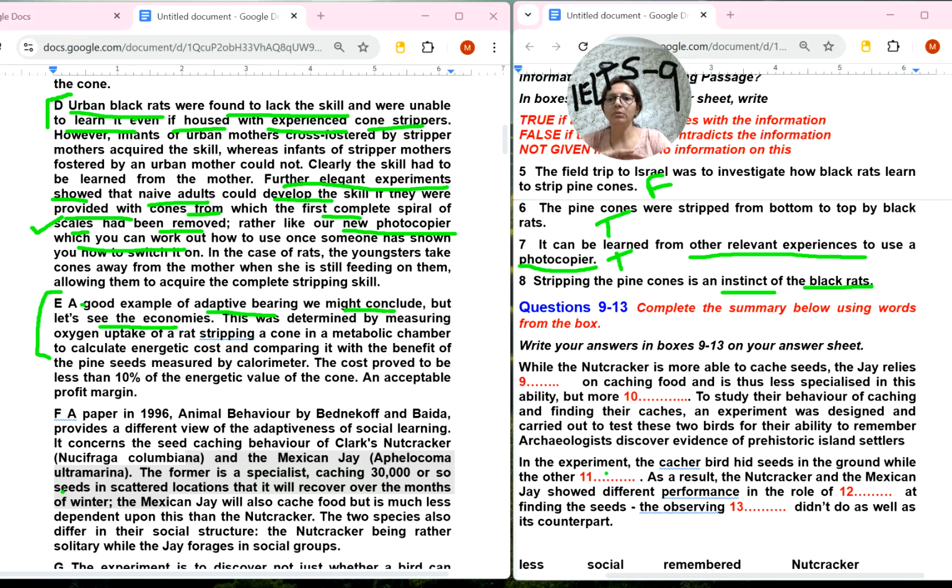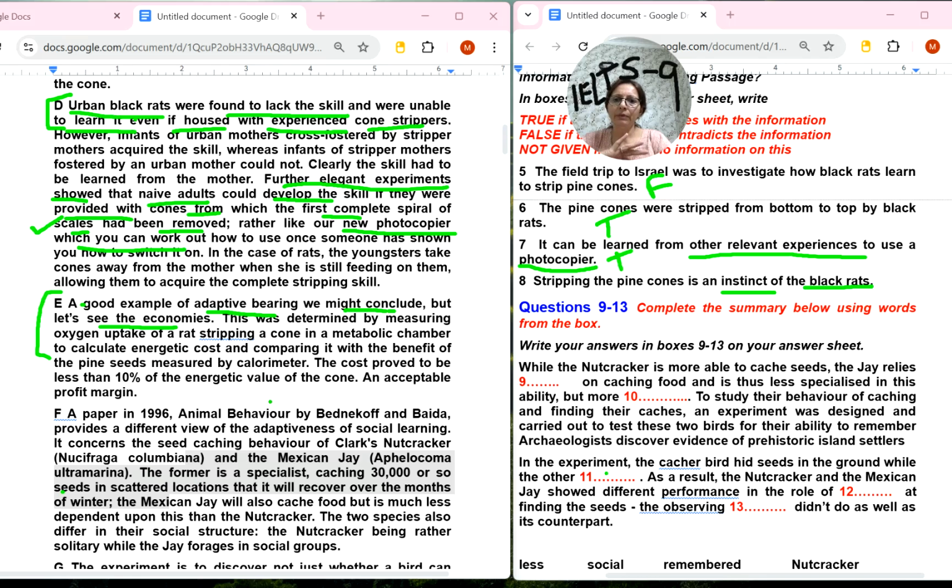So here also you can just look at this. Urban black rats were found to lack the skill and were unable to learn it even if housed with experienced cone stripers. Thus, striping the pine cones is an instinct of the black rats. I think they are talking about skill. Instinct. Okay, so where are they talking about?